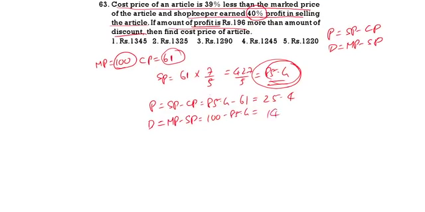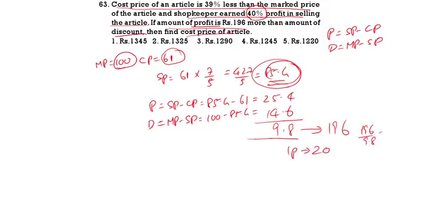14.6. And the difference of this, what is the difference of this? 9.8. This is given as 196. 9.8 is equal to 196. What is the cost price? 61 is equal to what? If 9.8 is equal to 1.6, one part is equal to 20. 196 by 9.8 is equal to 20. What is the cost price? 61 parts. So what is 61 into 20? 1220. So 1220 is the correct answer.